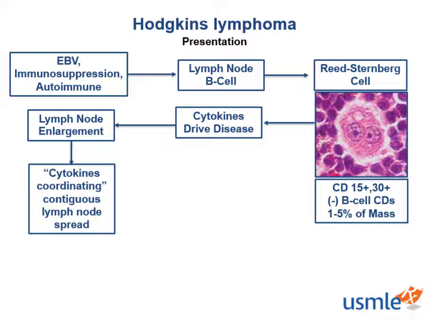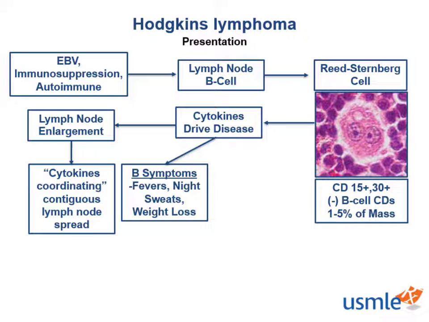Cytokines also drive the symptoms of the disease, such as fevers, night sweats, and weight loss. These are called B symptoms. I always thought they were called B symptoms because Hodgkin's lymphoma is caused usually by a B cell becoming a malignant Reed-Sternberg cell. But it turns out that the term B symptoms comes from the Ann Arbor staging of lymphomas, where A indicates no symptoms and B indicates symptoms, hence B symptoms.